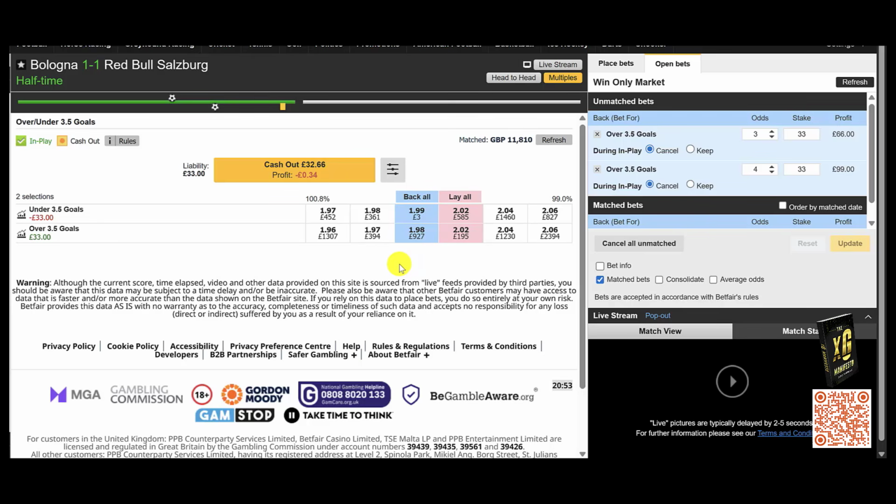And the main benefit of getting involved on the goal market is if Salzburg were to be the team that scores. Obviously, we can't control who's going to score the goal, and so it's a little bit of a hedge. So anyway, we'll see what happens.